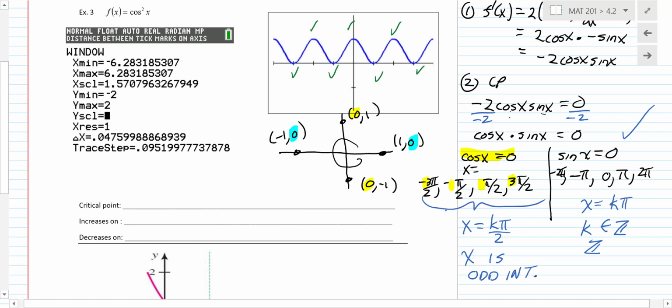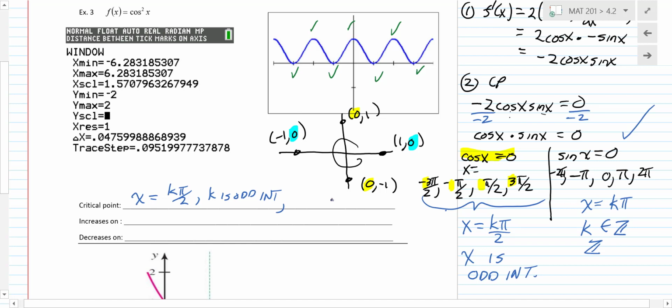Okay? So you have to write a formula, okay? And you would have done this a little bit in trig. It kind of depends on when you took it and how much your teacher emphasized that. So what we're going to say on the critical points is, yeah, you got to write it as a formula. So you got to say x is equal to k pi over 2, and then you have to say k is an odd integer. You have to say that or you're wrong, okay?